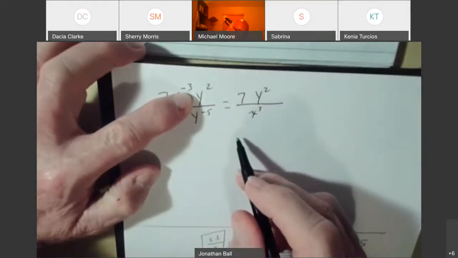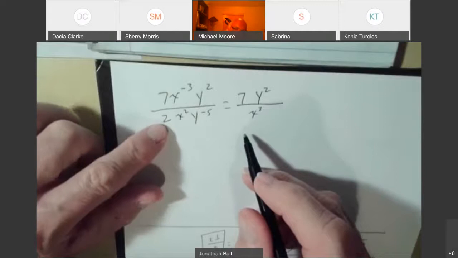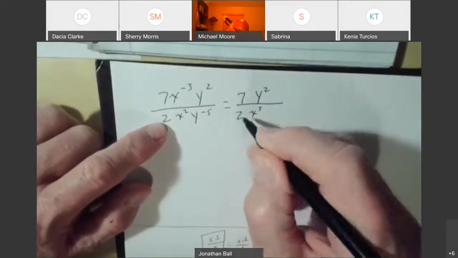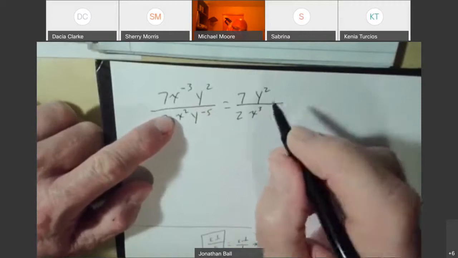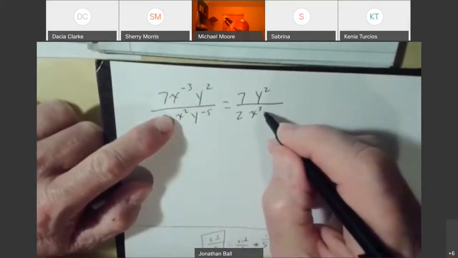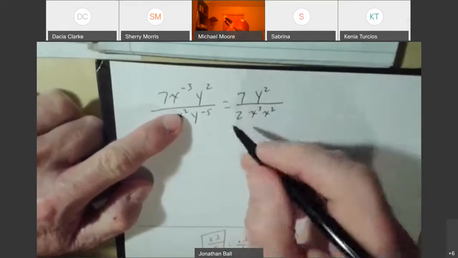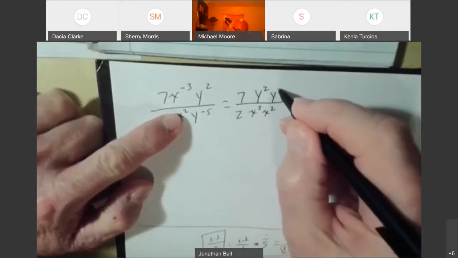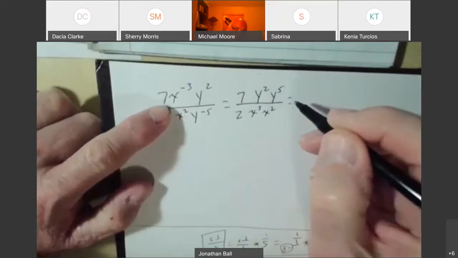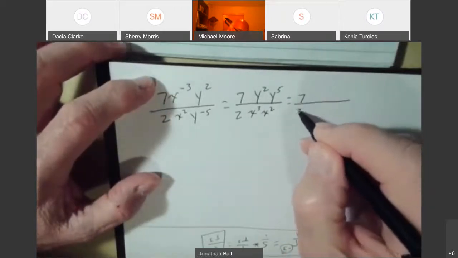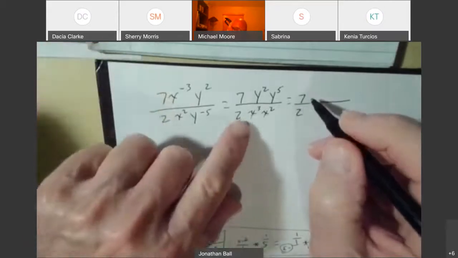Everybody with me here? 2. The number 2 has an exponent of positive 1, so it stays where it is. X squared is positive, so it stays. Y to the minus 5 goes to the top. We have 7 over 2.